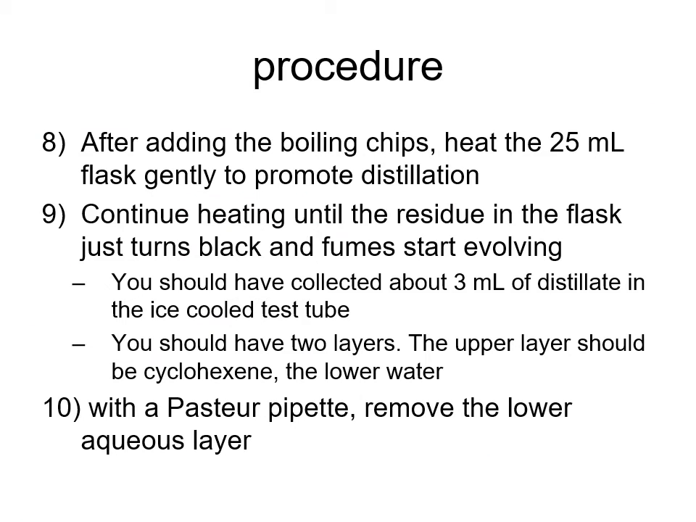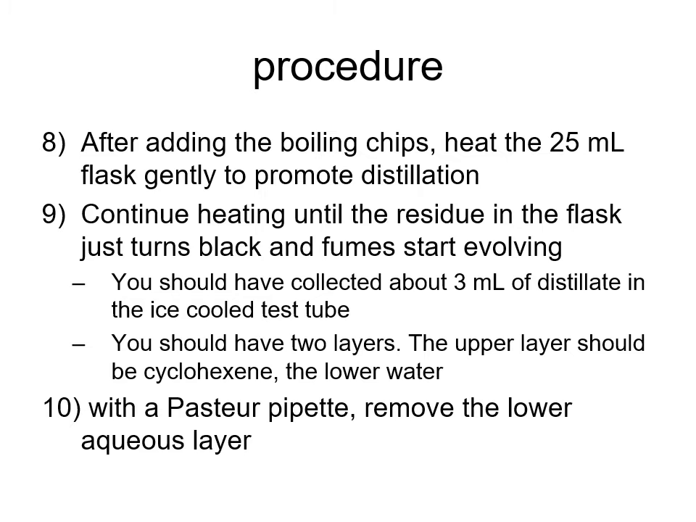So continuing on with the procedure, after adding your boiling chips, heat the 25 milliliter flask gently to promote distillation, and you continue heating until the residue in the flask just turns black and fumes start evolving. You should have collected about 3 milliliters of distillate in the ice-cooled test tube, and you should have 2 layers. The upper layer should be cyclohexane, and the lower layer water, right? Because organics are usually less dense than water. Not always, but usually, yes.